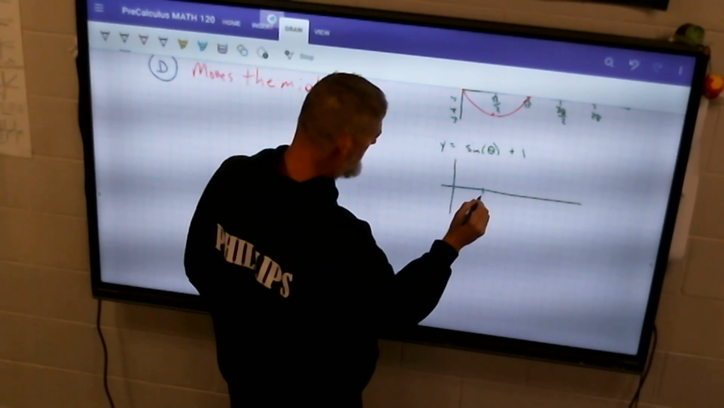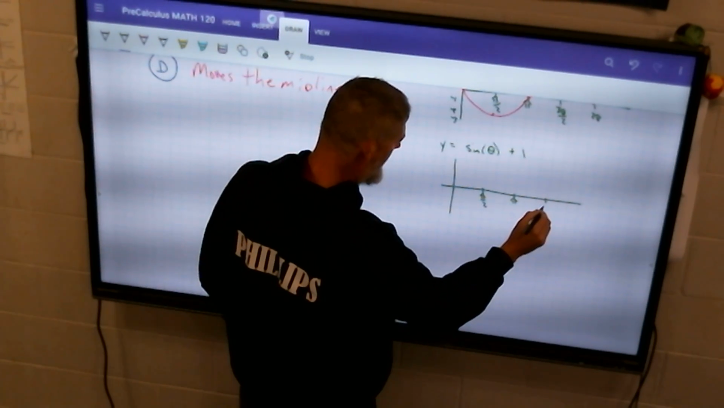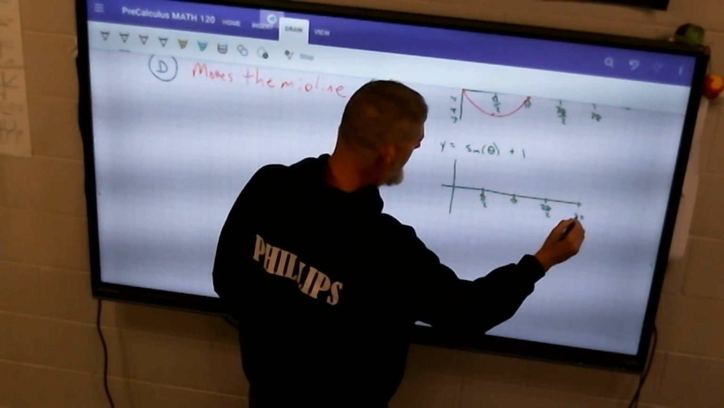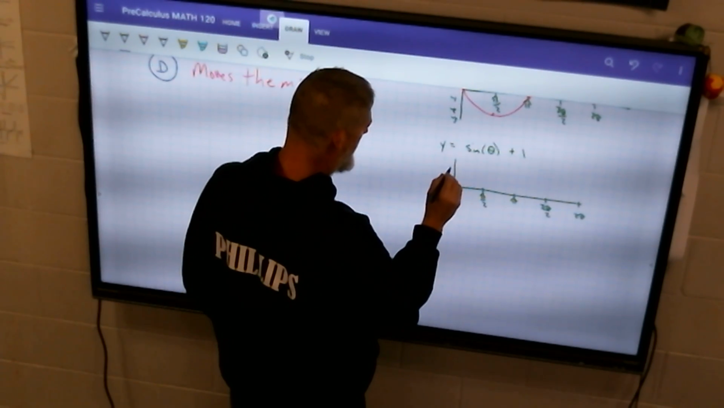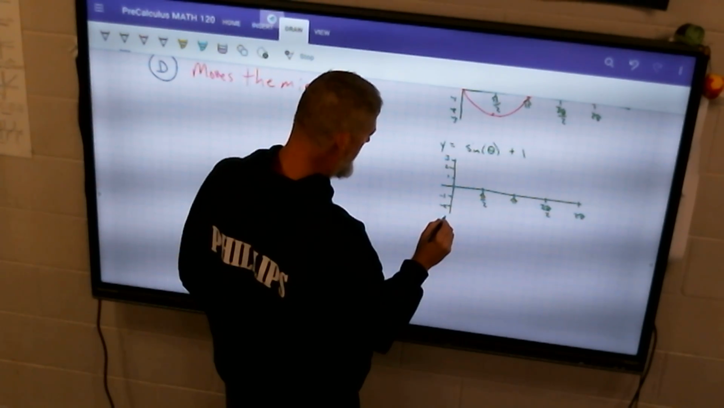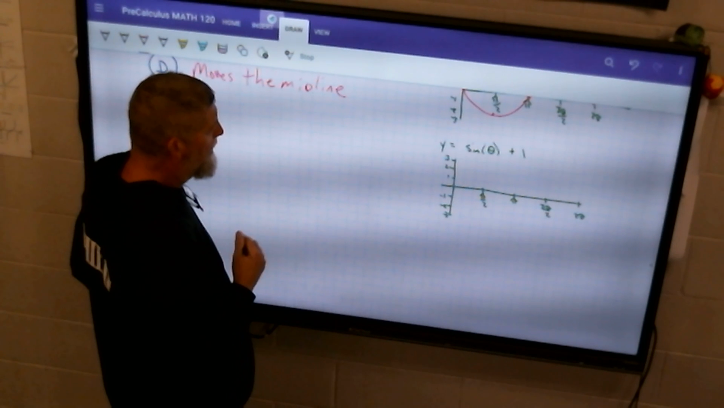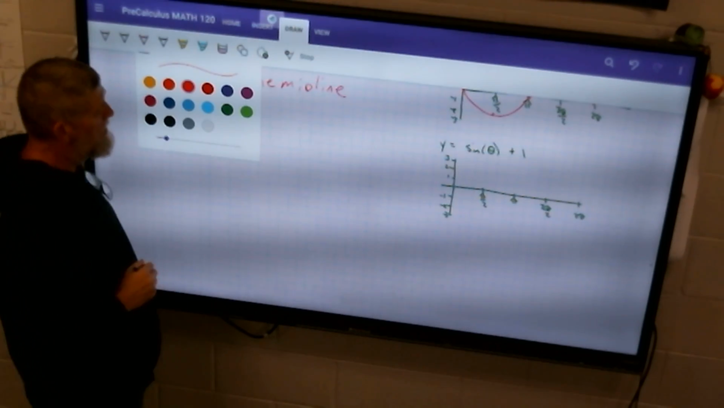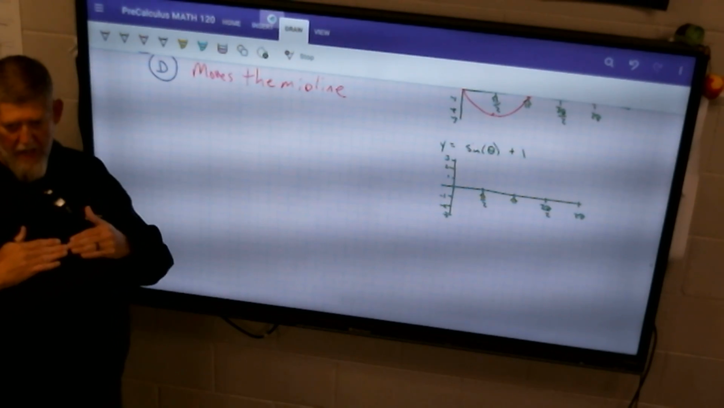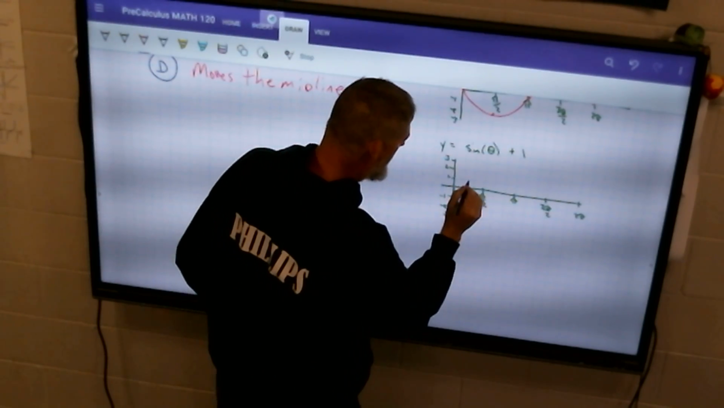So now I've got pi over 2, pi, 3 pi over 2, and 2 pi. And then I've got 1, 2, 3, -1, -2, -3. Okay, so where does the midline move to? It says sine of theta, which is just our regular sine theta, but now I move it up to 1. So my midline now becomes here.